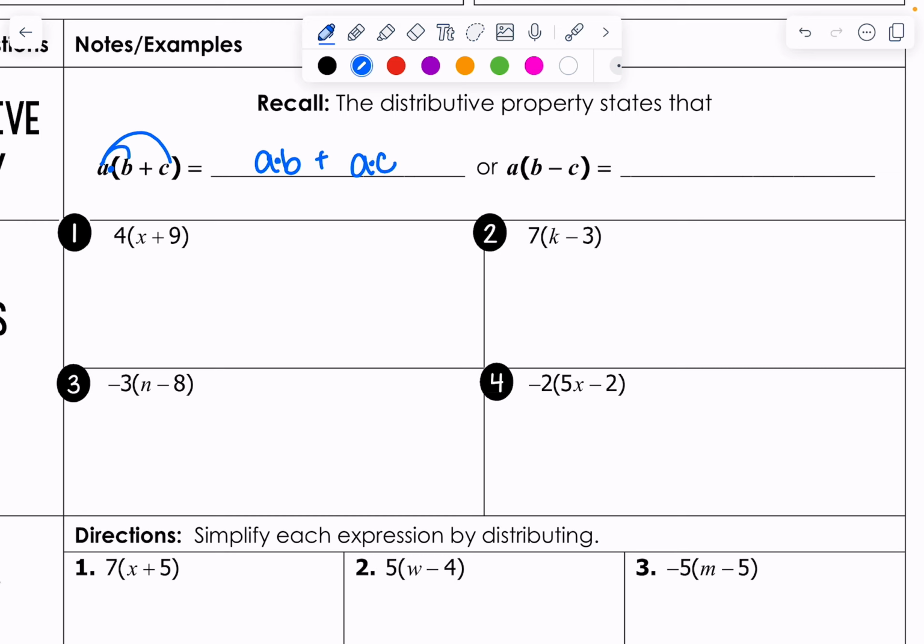Same thing is going to happen if we have a number multiplied to a difference. Over here, notice how we have B minus C in parentheses. We know that there is multiplication here in between A and the parentheses. So we are going to distribute A times B, A times C, and we're going to keep the subtraction in between. So what does that look like?